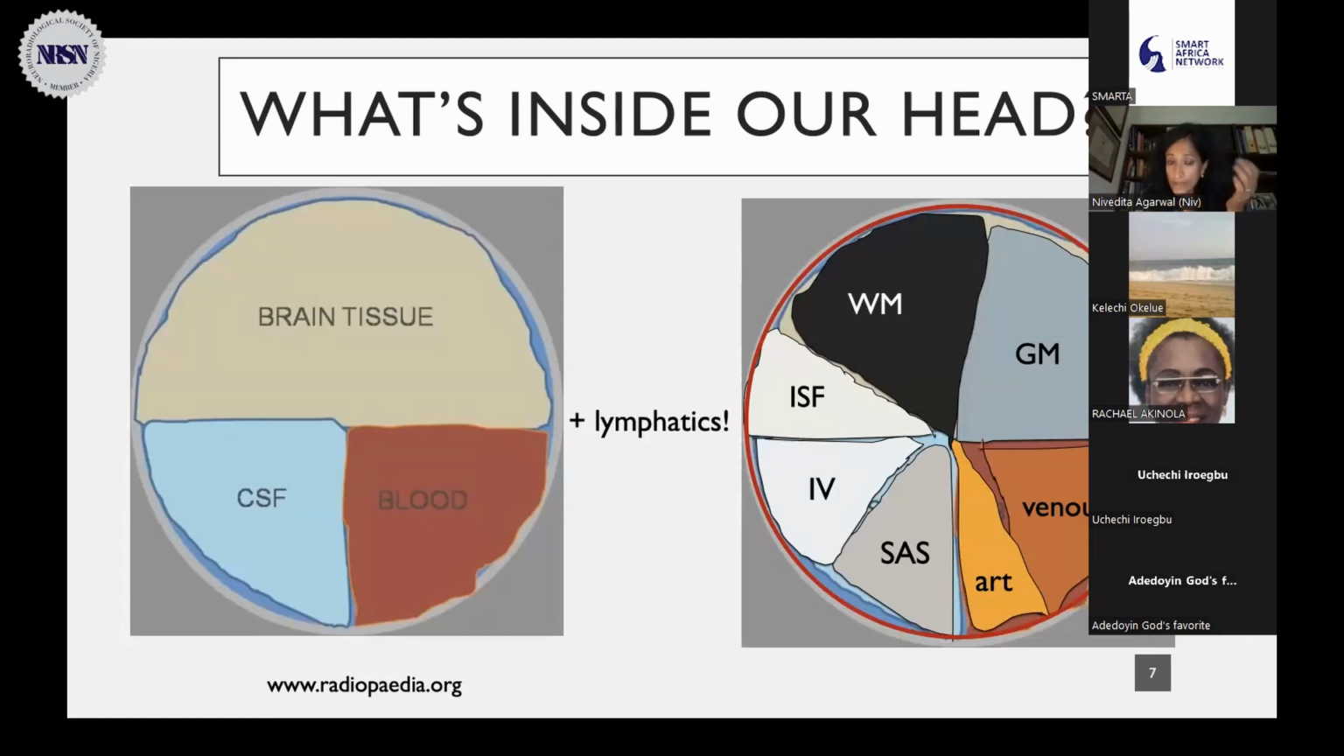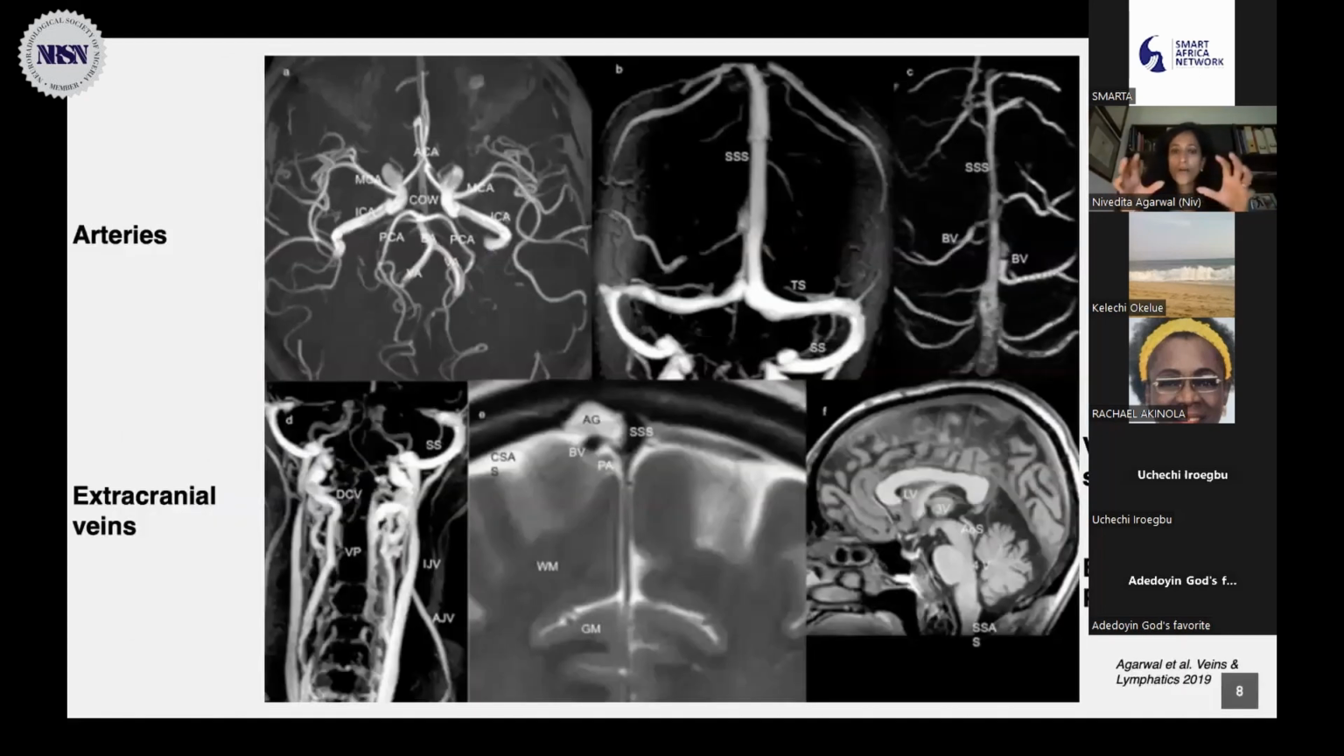And very recently, we also have discovered that there are lymphatics in the brain, which is a completely different chapter, and we will not talk about it. Probably we'll just hint at them. So as I said, when you look at your MR images, please look at every different compartment in the brain. You're looking at arteries, you're looking at veins, you're looking at the jugular veins, you're looking at the brain parenchyma, ventricular system, etc.